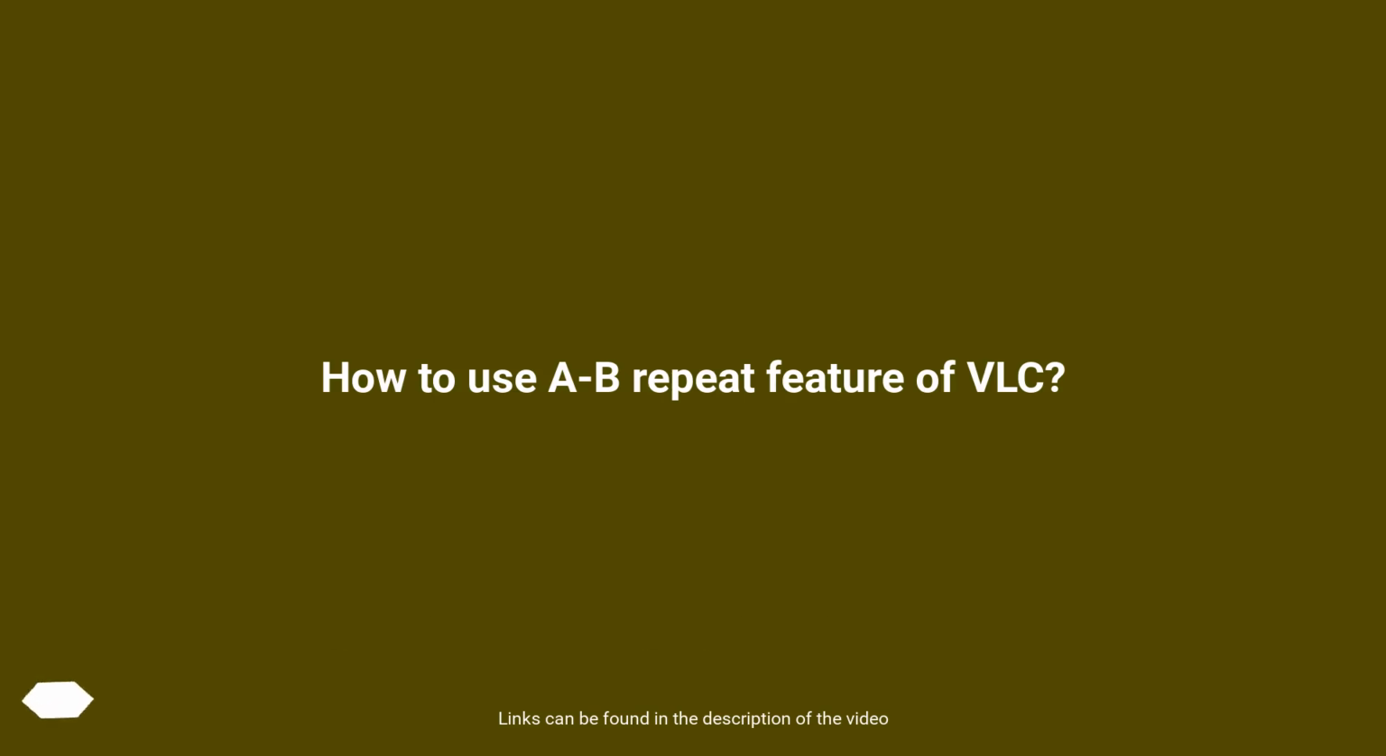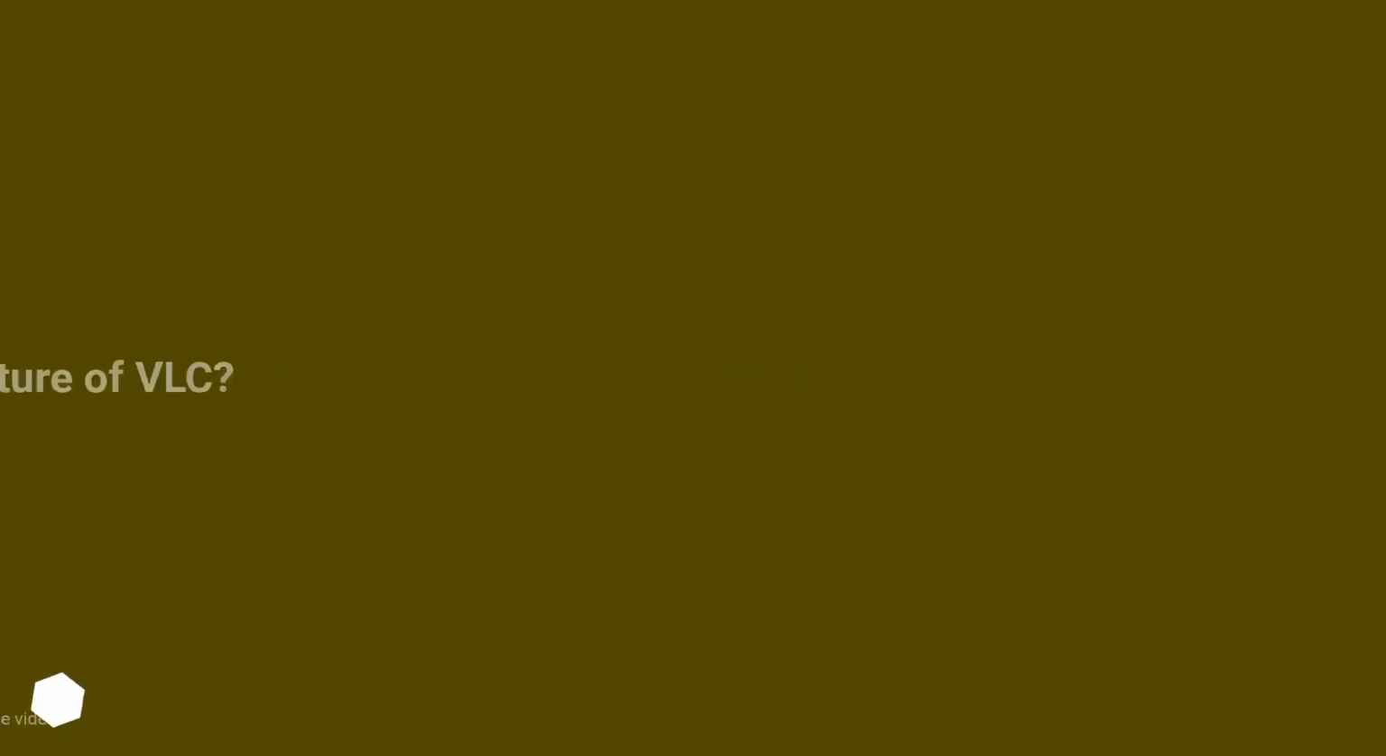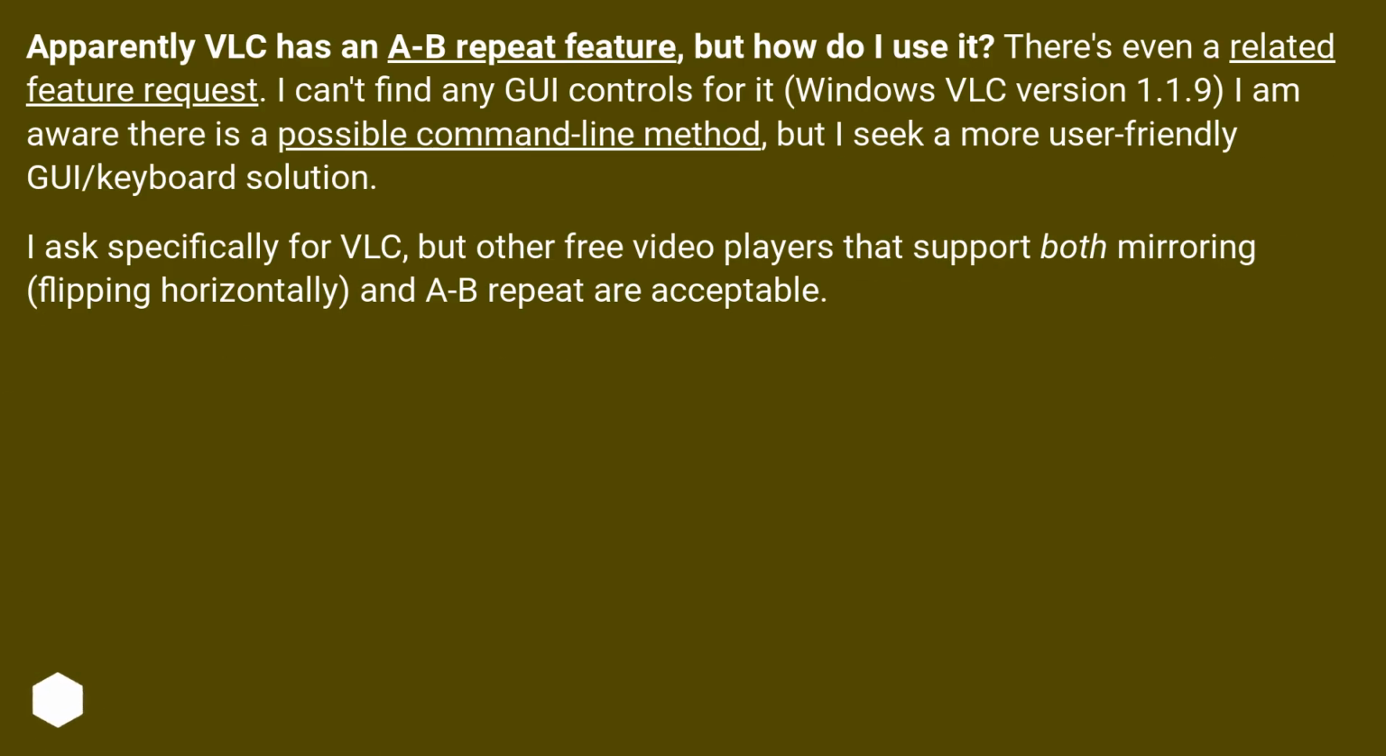How to use A/B repeat feature of VLC. Apparently VLC has an A/B repeat feature, but how do I use it? There's even a related feature request. I can't find any GUI controls for it.